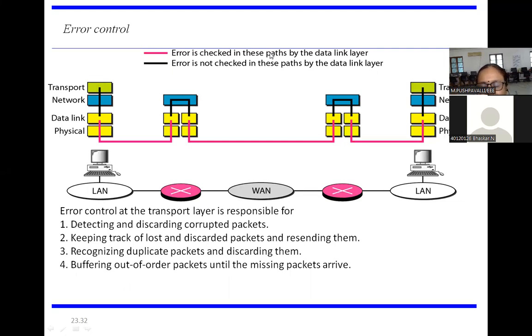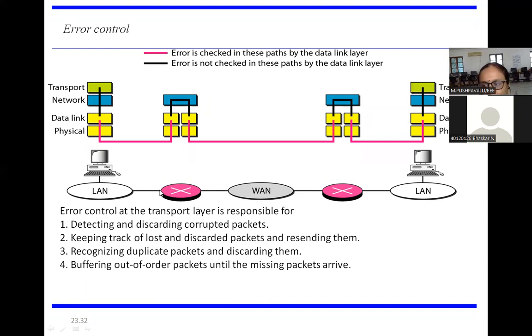So the error control mechanism is entirely different from the data link layer. There it will do the checksum error checking, and it also does the checksum concept here. But apart from that, the error control mechanism of the transport layer mainly checks whether all packets are received or not, tracks the packets, avoids duplicate packets, and finds out whether any missing packets have arrived or not.